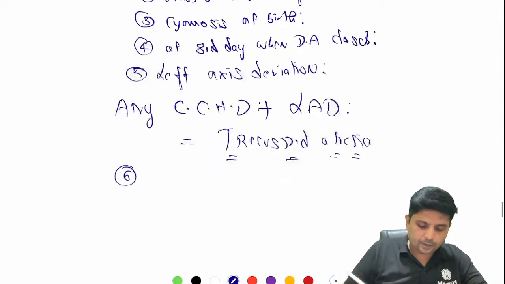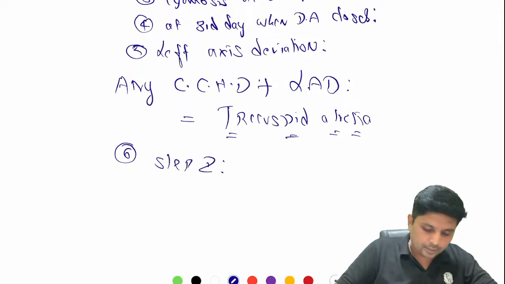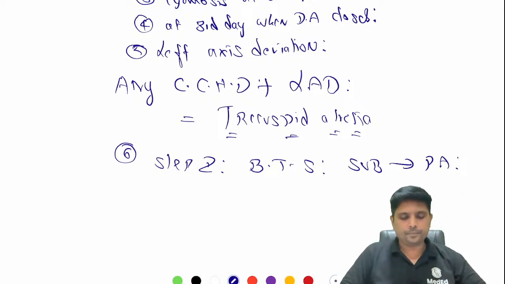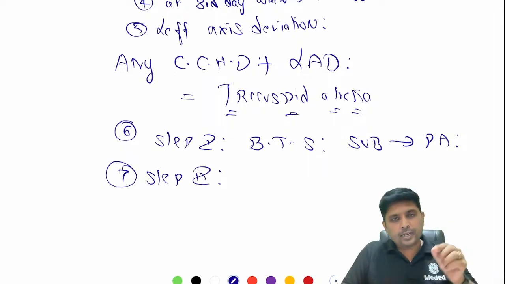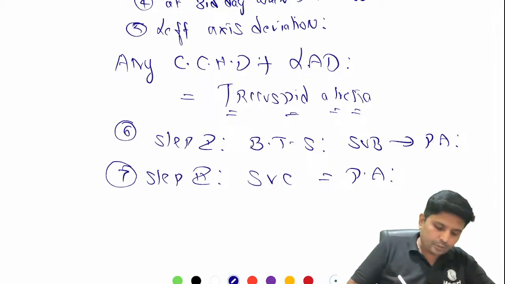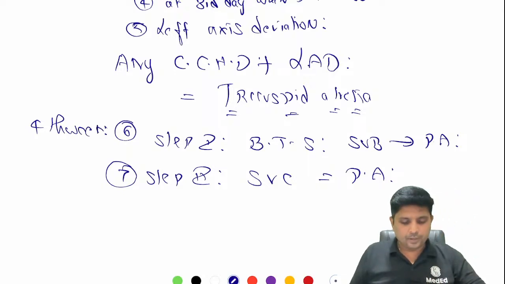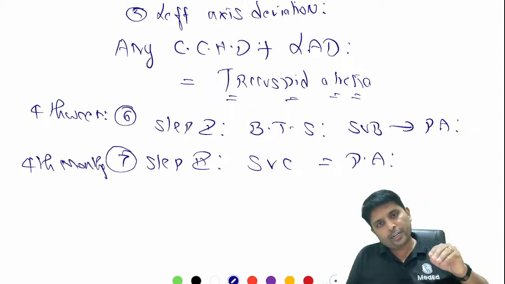So what is the treatment of choice? Step 1, for any cyanotic congenital heart disease, is the Blalock-Taussig shunt. That means you will connect the subclavian artery to the pulmonary artery. Step 2, you will connect the SVC to the pulmonary artery, maybe in the fourth month of life, because the predominant venous drainage up to the fourth month is the SVC.